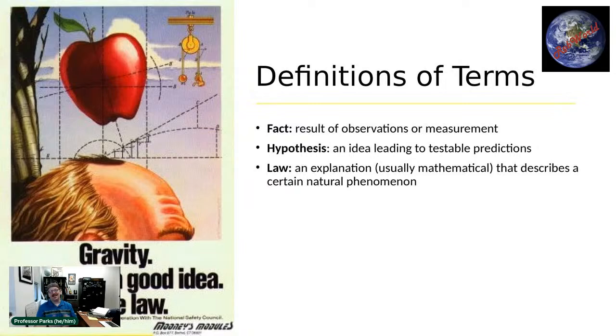Hypothesis. A hypothesis is an idea leading to testable predictions. It is, in essence, a question. But in order for it to be a hypothesis, it has to be a question that can be answered given rigorous testing. It has to be falsifiable. A law is an explanation, usually in a mathematical form, that describes a certain natural phenomenon, such as Boyle's law or the law of gravitation. This is something that describes a very particular phenomenon based on very particular variables.